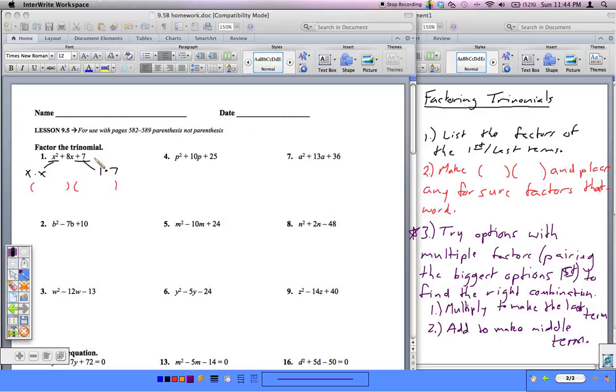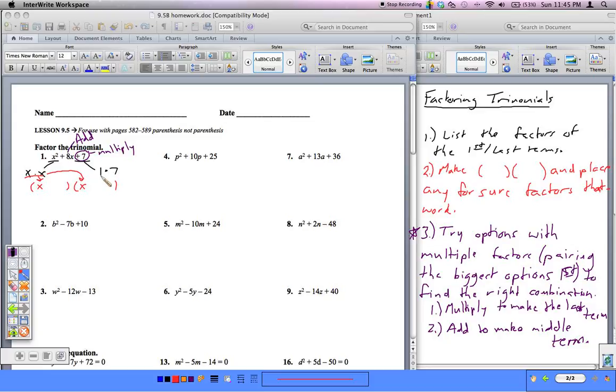So what we're trying to do is come up with what goes in here to FOIL, and we're going to get this answer when we multiply, and this answer comes by adding these together. Okay? So we listed the factors, we made our parentheses, and we placed for sure factors that work. Because these are my only options for my factors here, I know that one goes there and I know that one goes there, and since they're the same thing, I can go ahead and fill those in. Those are for sure the only ones that work.